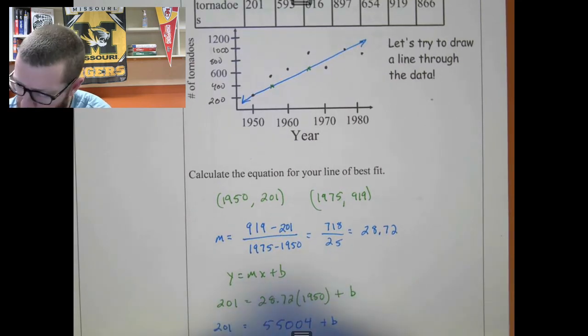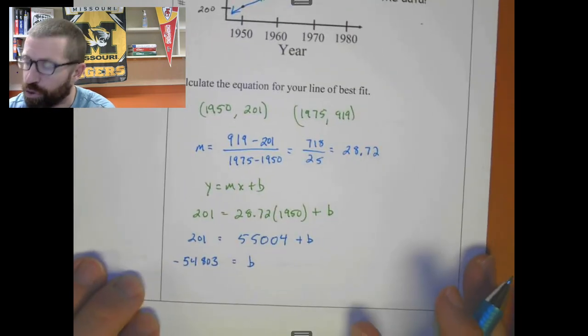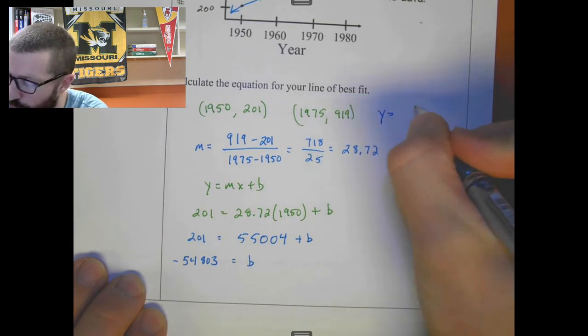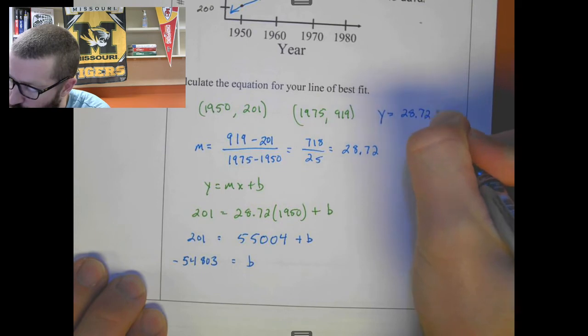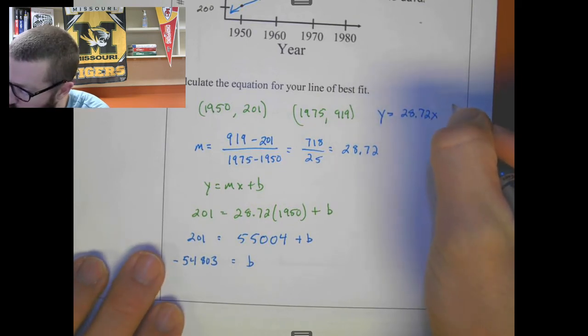And so this is negative 54,803 is equal to B. So my equation, which we'll write up here so we can look at the graph, is y is equal to 28.72x, and then plus B would be minus 54,803.